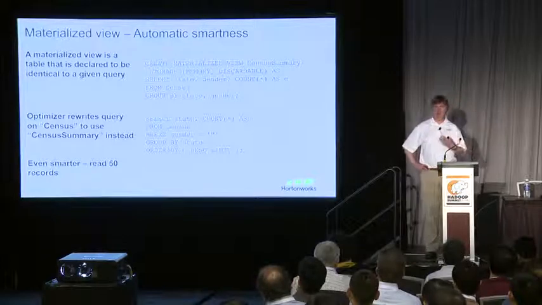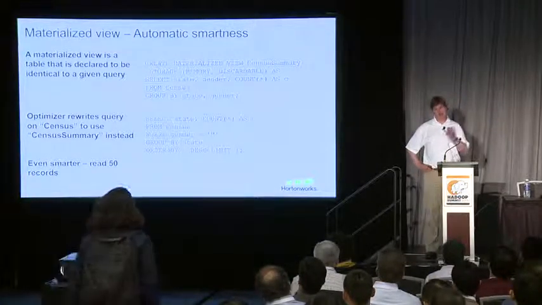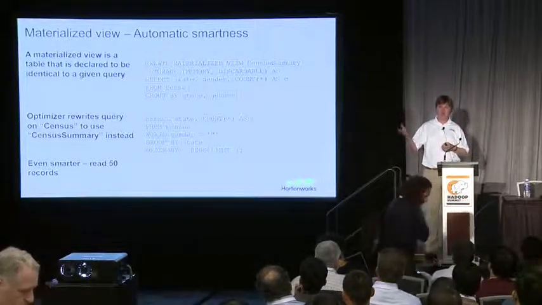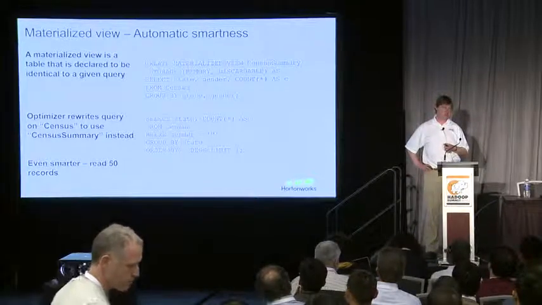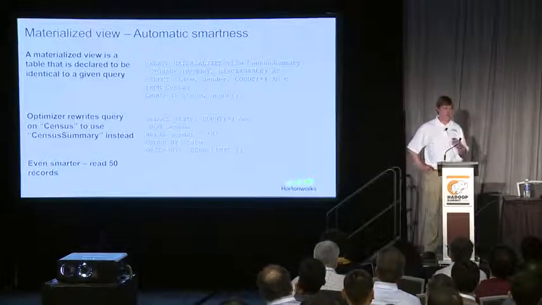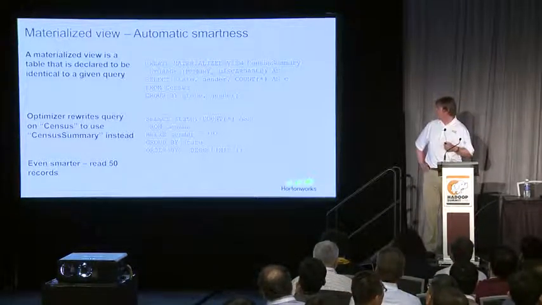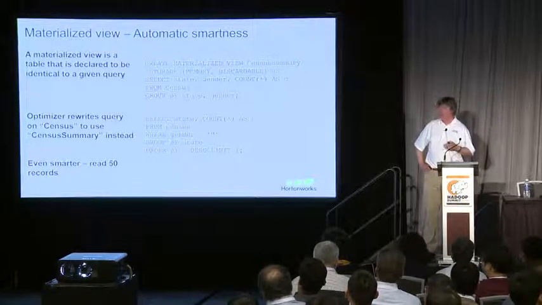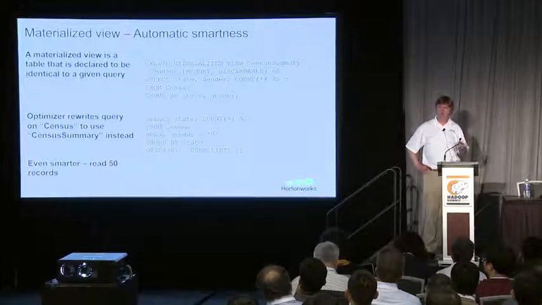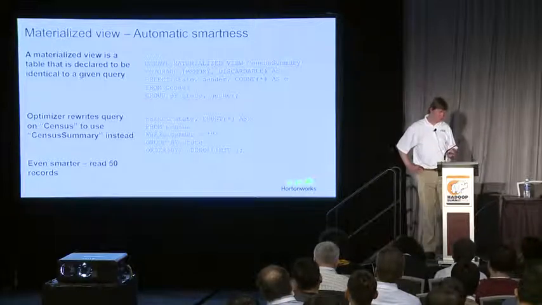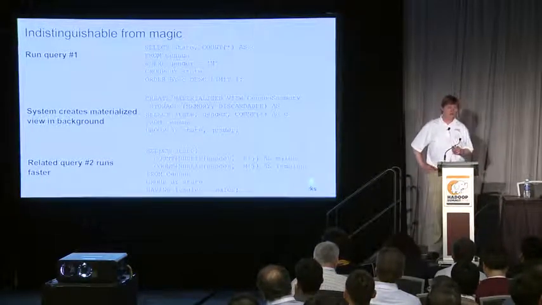And when you execute a query, the optimizer goes, aha, he's asked me this question. I know that I have this table which has the answer, or from which I can derive the answer. So it automatically rewrites the query. If I'm doing the query at the bottom of the screen, asking how many males are there in each state, or sorry, what's the top state in terms of number of males, I write my query, or my tool writes the query, against the census table, but it automatically redirects it to use the census summary table.